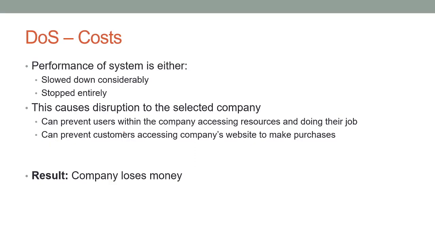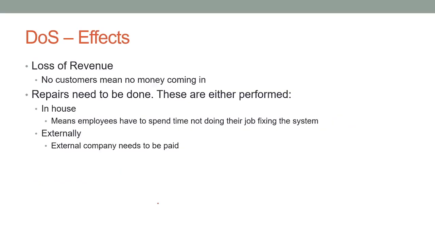What are the costs of this? So a result of this is that your system's going to be slowed down or stopped entirely, and then you're going to cause disruption. So people are going to go buy from other companies if they get fed up, and that's kind of the goal. Maybe you want them to join your company, maybe you're just disgruntled or whatever. The result is the company's going to lose money because people can't access the website. As I just said, the main effect is loss of money.